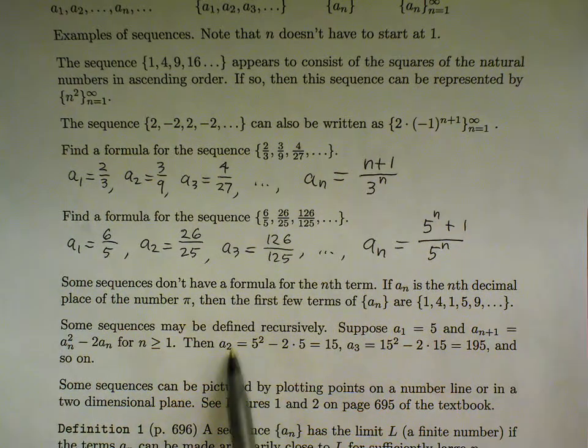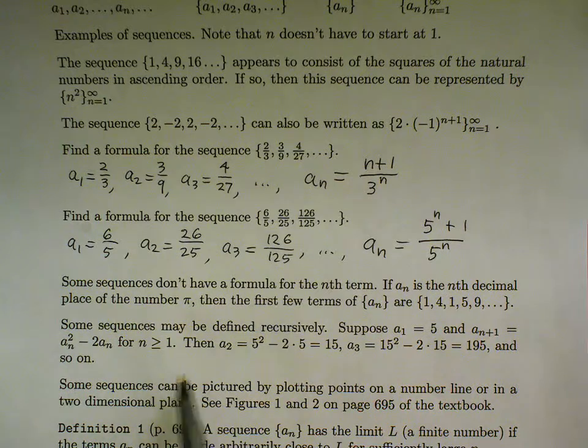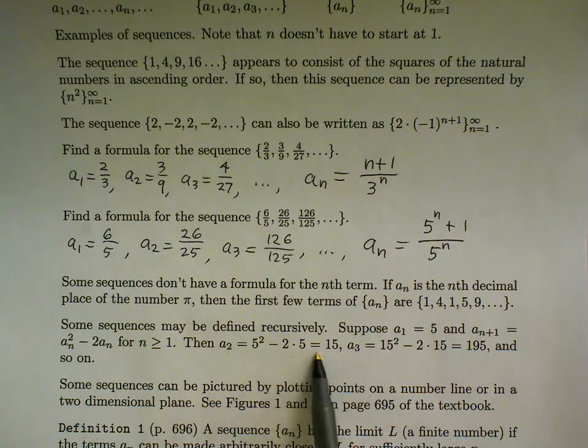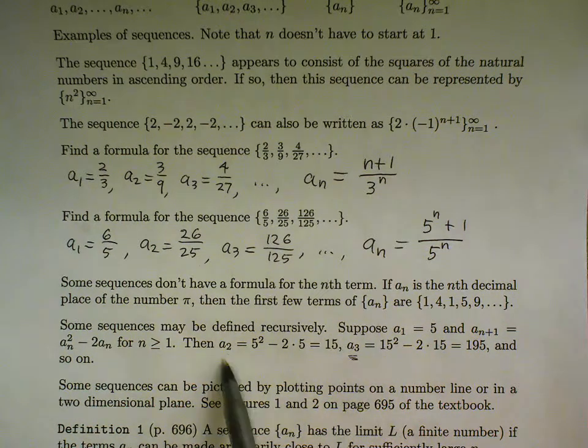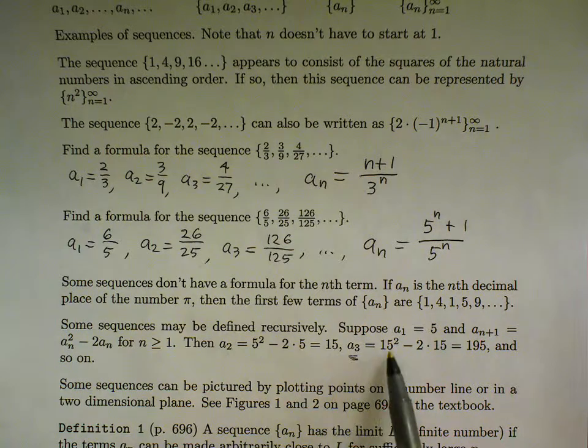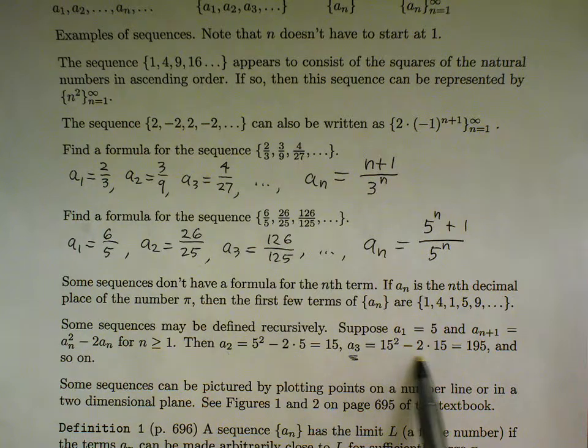Okay, so the second term, a sub 2, is defined in terms of a sub 1. So a sub 2 is a sub 1 squared minus 2 times a sub 1. Since a sub 1 is 5, a sub 2 is 5 to the second minus 2 times 5. Then the third term, a sub 3, is defined in terms of a sub 2. It's a sub 2 squared minus 2 times a sub 2, or 15 squared minus 2 times 15, which simplifies to 195, and so on.